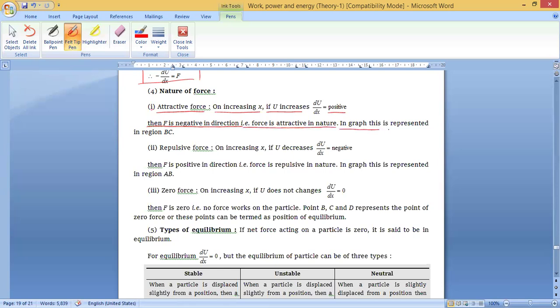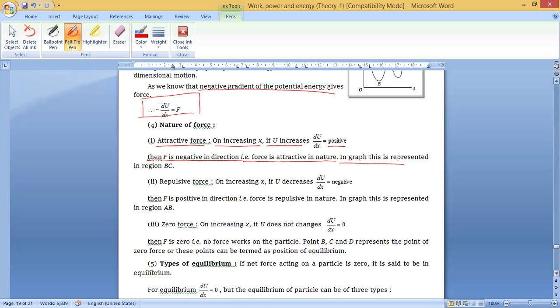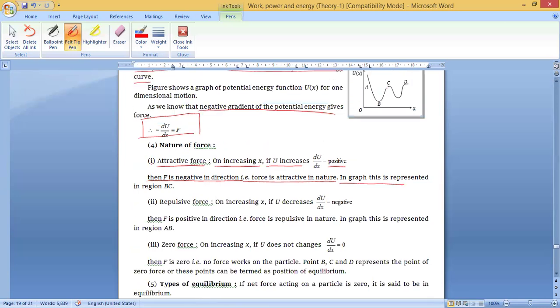In the graph, this is represented in region BC. So here we take region BC. In this region BC the slope is positive, and slope gives du by dx. So slope positive means du by dx positive, but F is equal to minus du by dx, so F is negative.